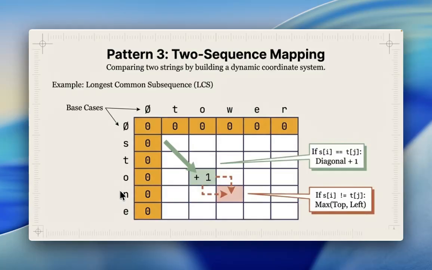Pattern 3, two-sequence mapping, comparing two strings by building a dynamic coordinate system. Example, longest common subsequence, with base cases of zero. If s[i] is equal to t[j], then it's the diagonal plus 1. If s[i] is not equal to t[j], take the max of the top or left.